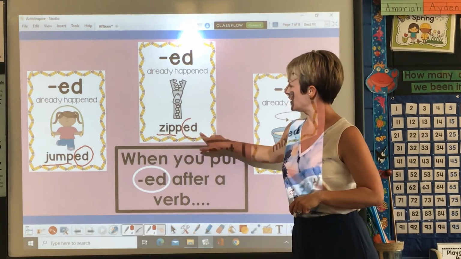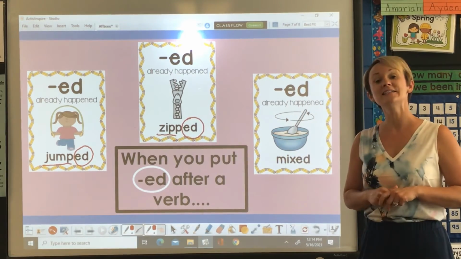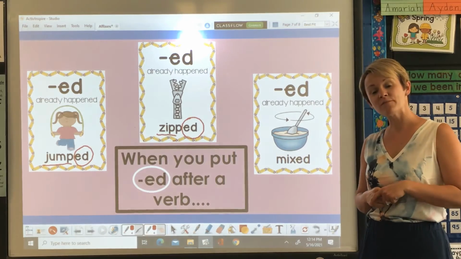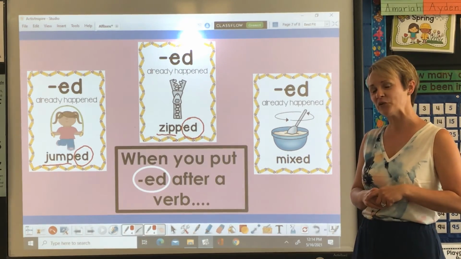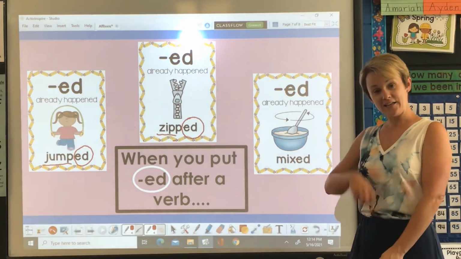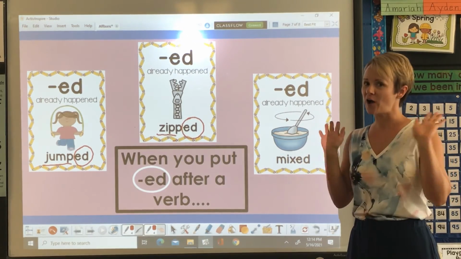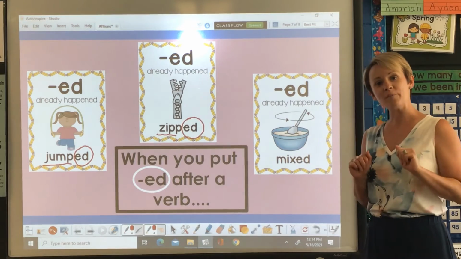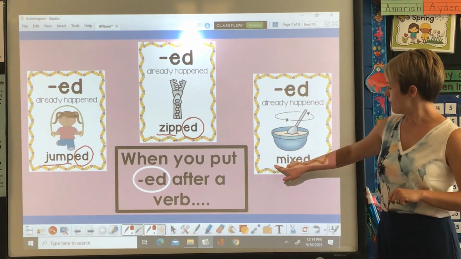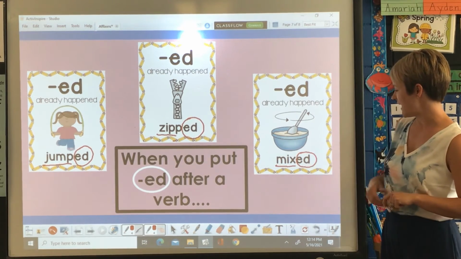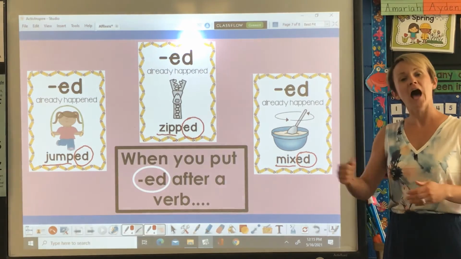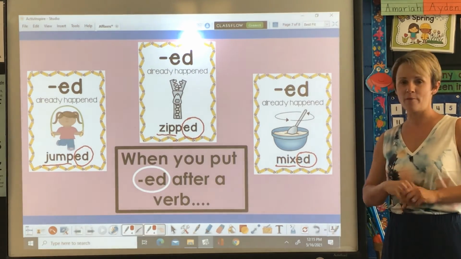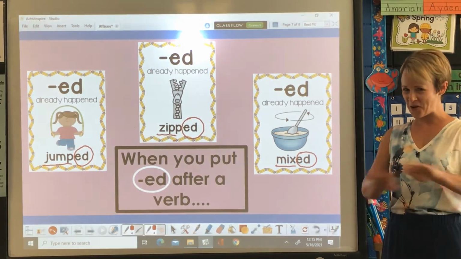Zip with an ed at the end spells zipped. If it's time to go outside, you might tell your teacher, I already zipped my jacket. I already did it. Ed means it already happened. Mix with ed at the end spells mixed. I already mixed it up. I'm not doing it now. It's already done.